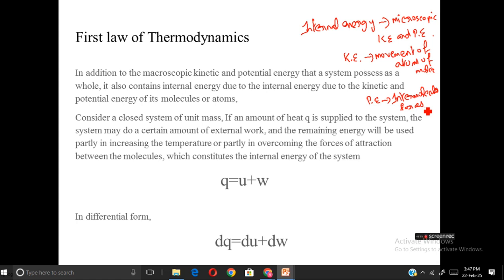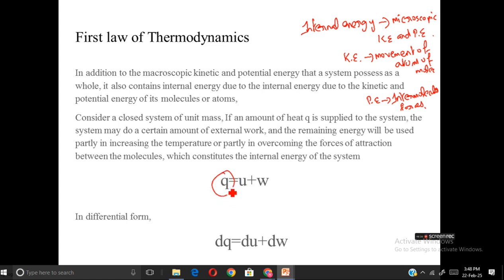So consider a closed system of unit mass. Suppose we are supplying an amount of heat Q to the system. The system may do a certain amount of external work, and the remaining energy will be used partly in increasing the temperature or partly in overcoming the force of attraction between the molecules, which is basically the internal energy of the system. So suppose we are giving a heat Q to the system.